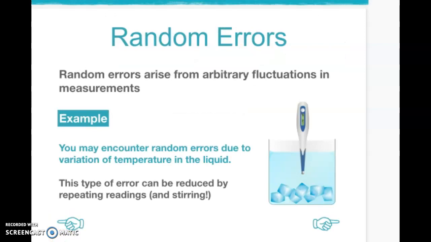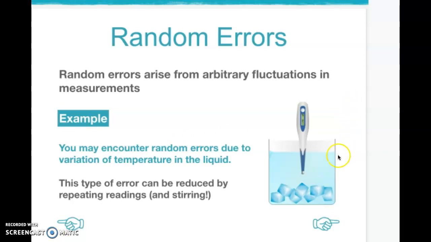Now let's start talking about errors. Random errors arise from random fluctuations in measurements. Arbitrary is another way of expressing this. It's an error which will happen once, and it's very difficult to get that error happening again. You may encounter random errors in this experiment where you're measuring the temperature of melting ice, because where you put the thermometer will very much control the temperature that you get.